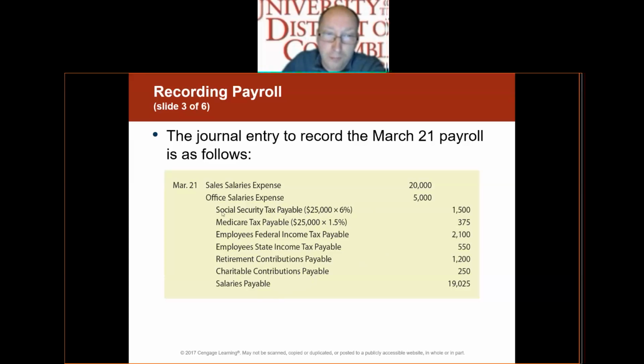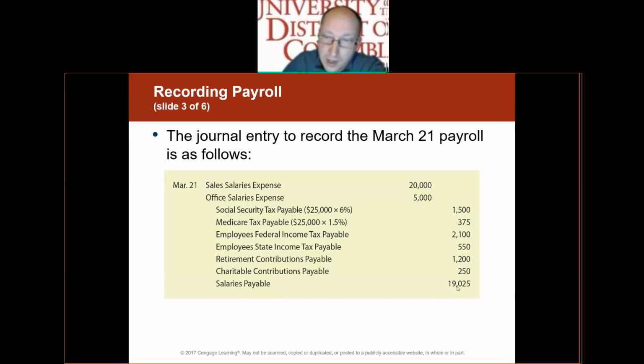Okay, so let's go through them. Social Security tax payable, $1,500. How we got $1,500? $25,000 in salaries expenses for those 2 weeks, times 6% Social Security tax rate. Gets you to $1,500. Medicare tax payable, $25,000 times 1.5%, $375. Employee federal income tax, $2,100. State, $550. Retirement contributions, $1,200. Charity donations, $250. And salaries payable, that's the net.